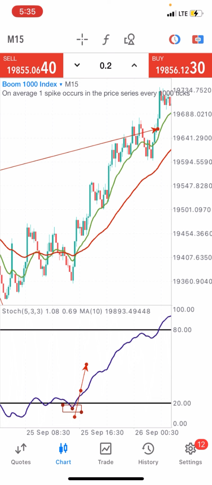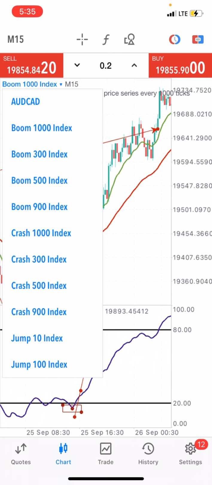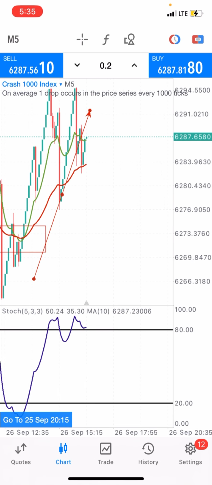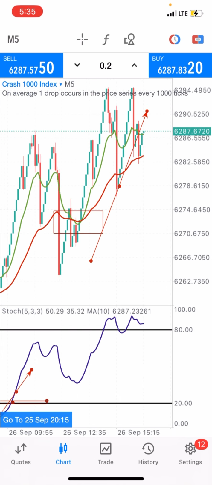Of course, every other Boom market, if you want to sell every other Boom market using this strategy, this is just how you go about it. Now let me show you guys how to use the same strategy for the Crash market. For the Crash market, let's go to the 5-minute time frame.